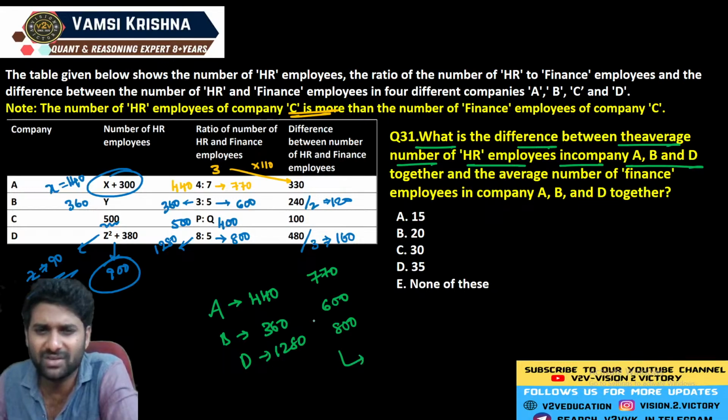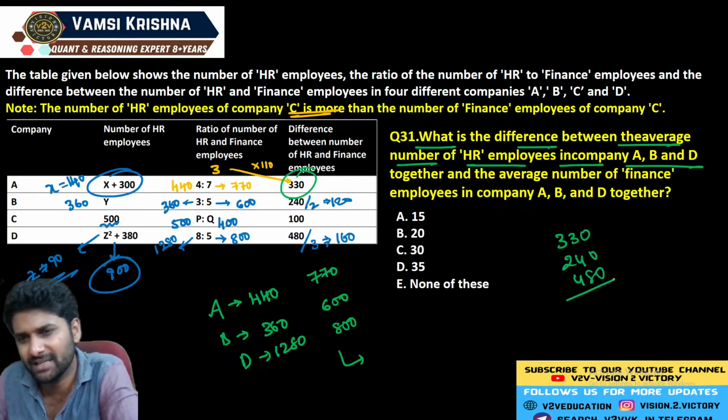Guys, this question does not require any calculation. Why? Because you already know the differences. So directly you can take the differences. 330 is a difference, 240 is a difference, and D is 480. Just go through the calculation. 1050.